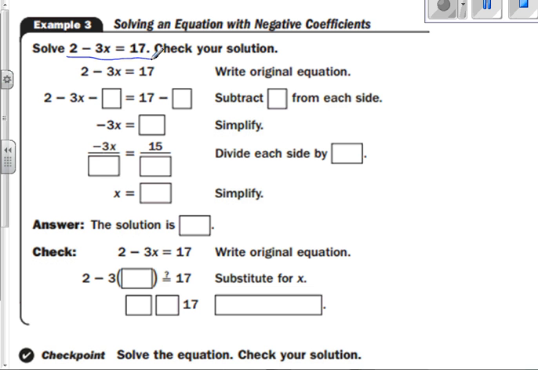So we write the original equation, and then we're going to subtract 2 from both sides. And then that means the 2's cancel on the left-hand side. I'm left with just a negative 3x, and 17 minus 2 would give me 15. And then you're going to divide both sides by a negative 3.